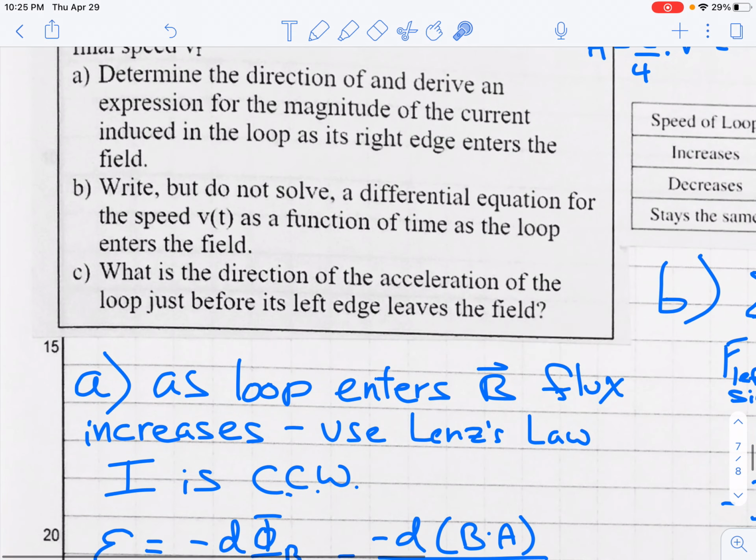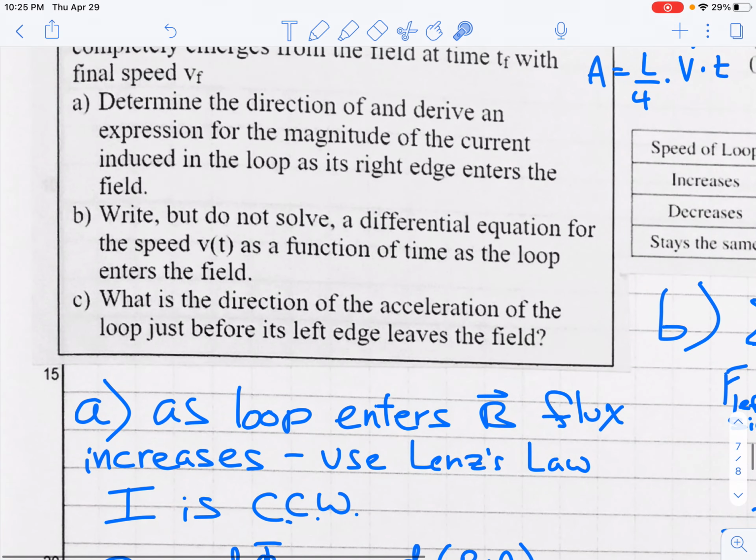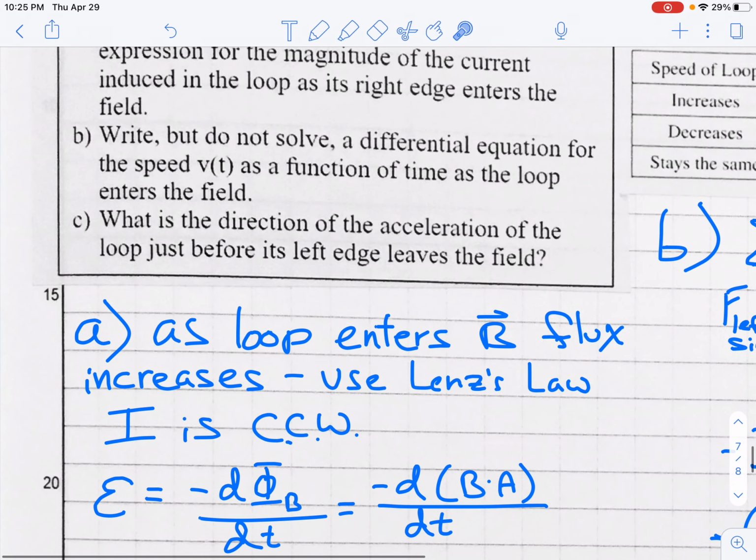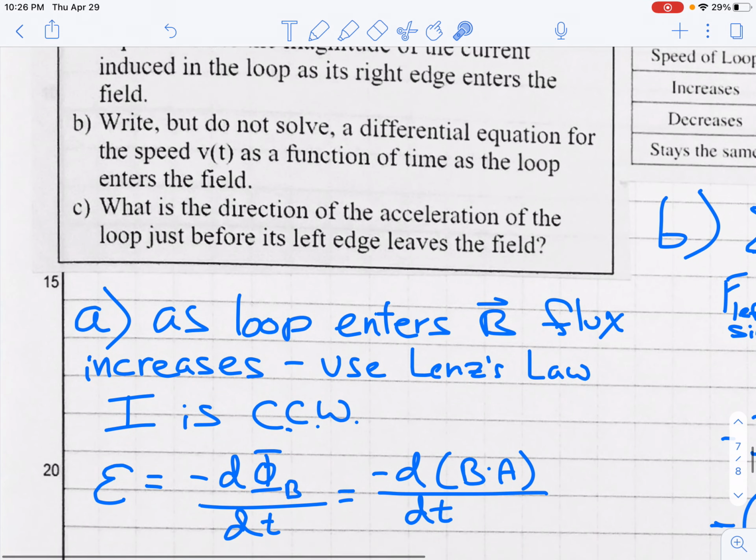and as the loop enters, the flux increases. Use Lenz's law to find the direction is counterclockwise, right? That's the direction. And then derive an expression for the magnitude of current. Now, the magnitude means absolute value, right? So we can essentially ignore that negative sign.